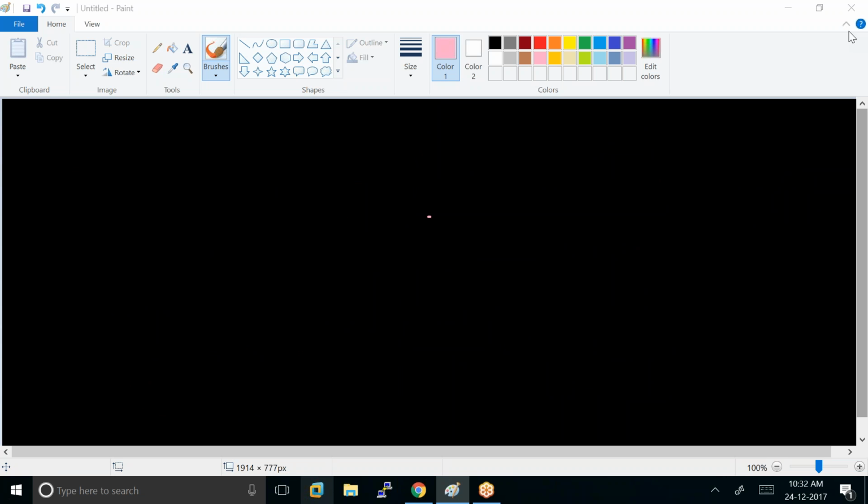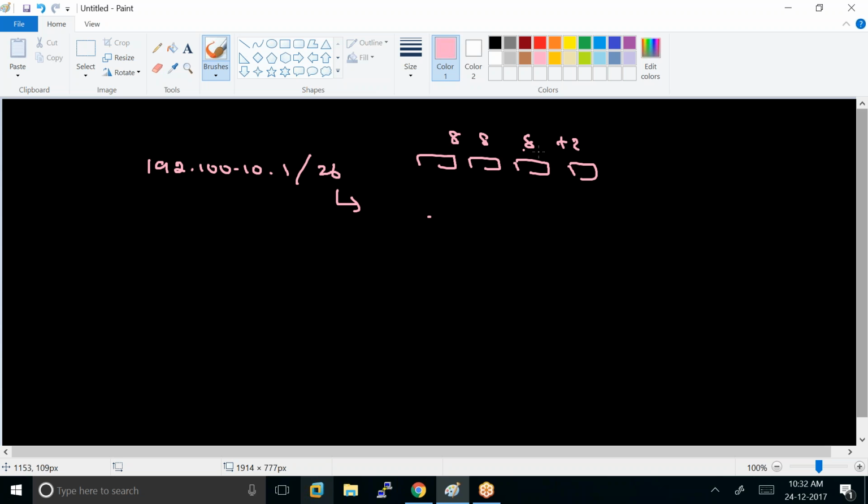Okay, in the classless scheme, let me take one example. Let me take an IP 192.100.10.1 slash. It will be represented in the form of slash notation. For example, let me make it slash 26. So slash 26 means you want to find out the number of bits. Out of this 4, 8 bit, 8 bit, 8 bit plus 2 bit. 8 threes are 24 plus 2 bits, which is equal to 26. Remaining how many bits are there here?